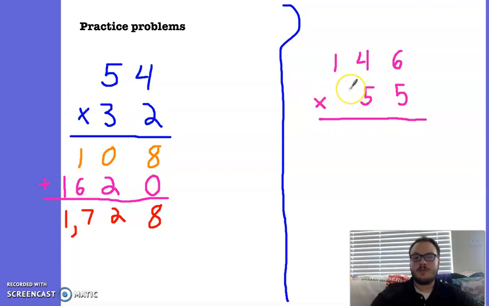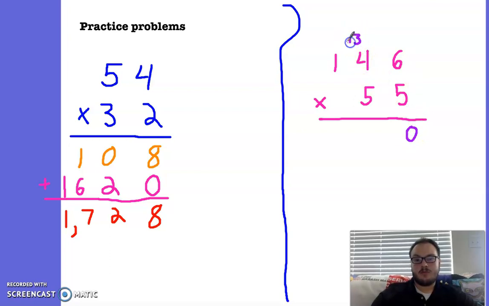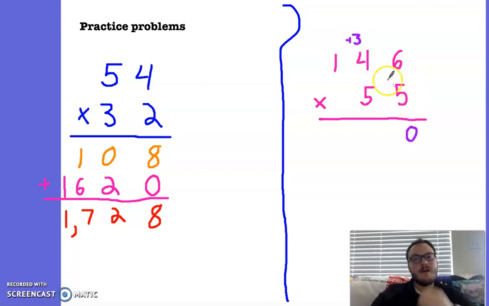Now we've got a little bit bigger number, but it's still just the same steps. Again, starting on the far right, 5 times 6 is 30. So I put a 0. Regroup with my 3 up here. 5 times 4, which is 20, but I need to remember to add this 3. So that's going to be 23. So I put my 3, add my 2 up here. 5 times 1 is 5, plus 2 is 7.